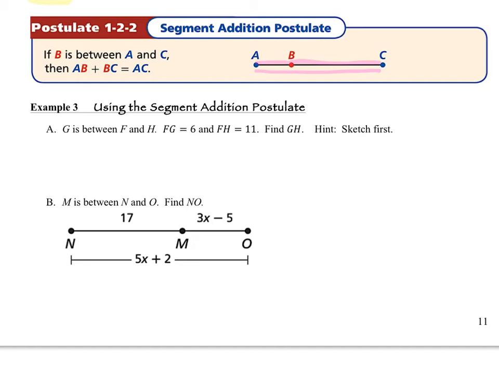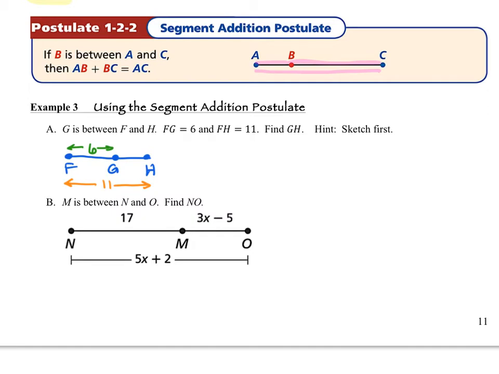So let's take a look at example 3. Example 3 says that point G is between points F and H. So let's just draw what that looks like. And it also says that the distance from F to G is 6, and the distance from F to H is 11. And the question goes on to ask us to find the length GH. And of course it says hint, sketch first.